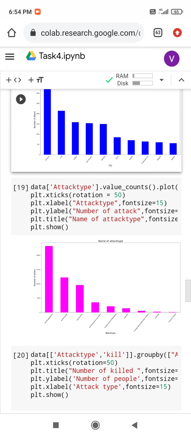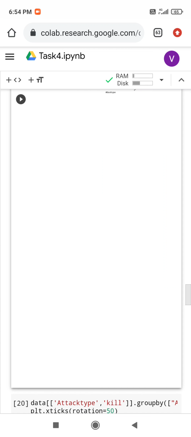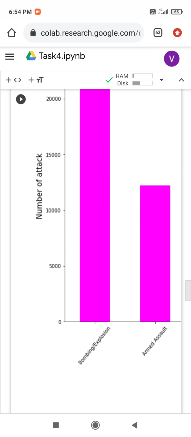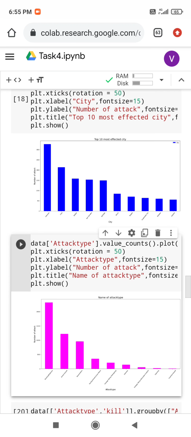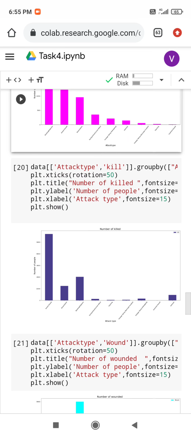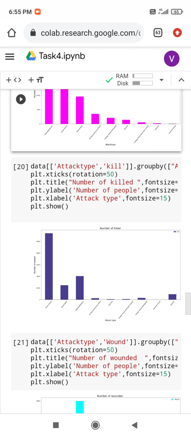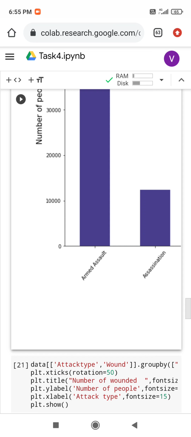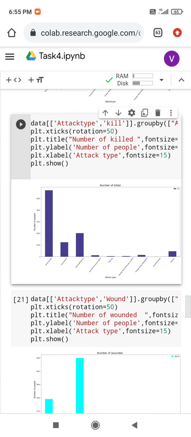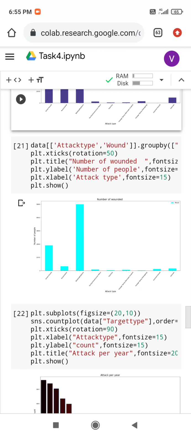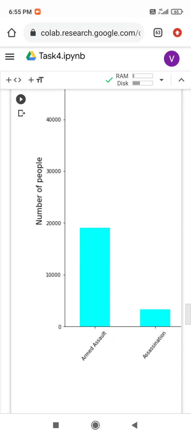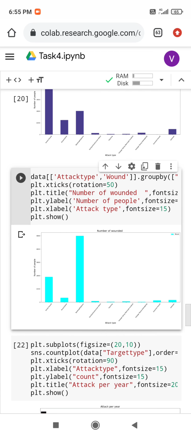And next, attack type. So these are the different kinds of attacks, like bombing attack, armed assault or assassination, facility or infrastructure attack. So these are the types of attacks. And later, the number of persons killed due to each attack. Based on this report, due to armed assault, that means due to the armed forces, the death rate is maximum, the number of people killed is maximum. Next, the number wounded: based on the bombing attacks, so many people got wounded.